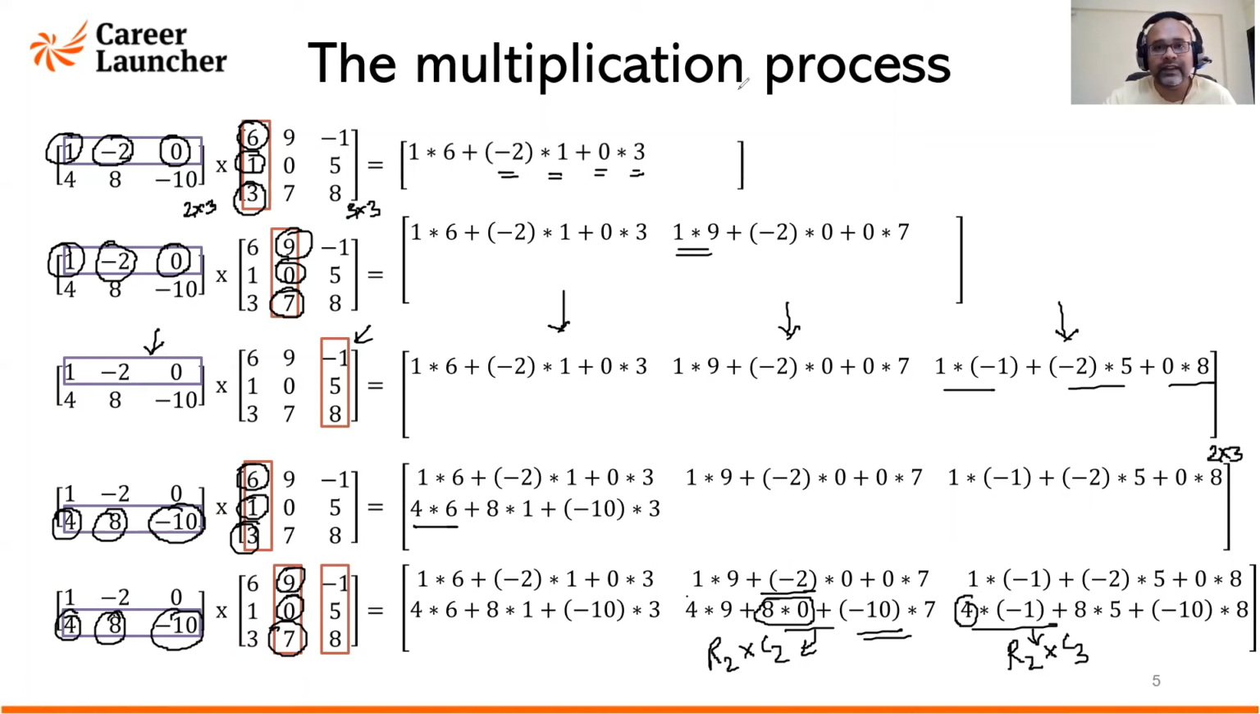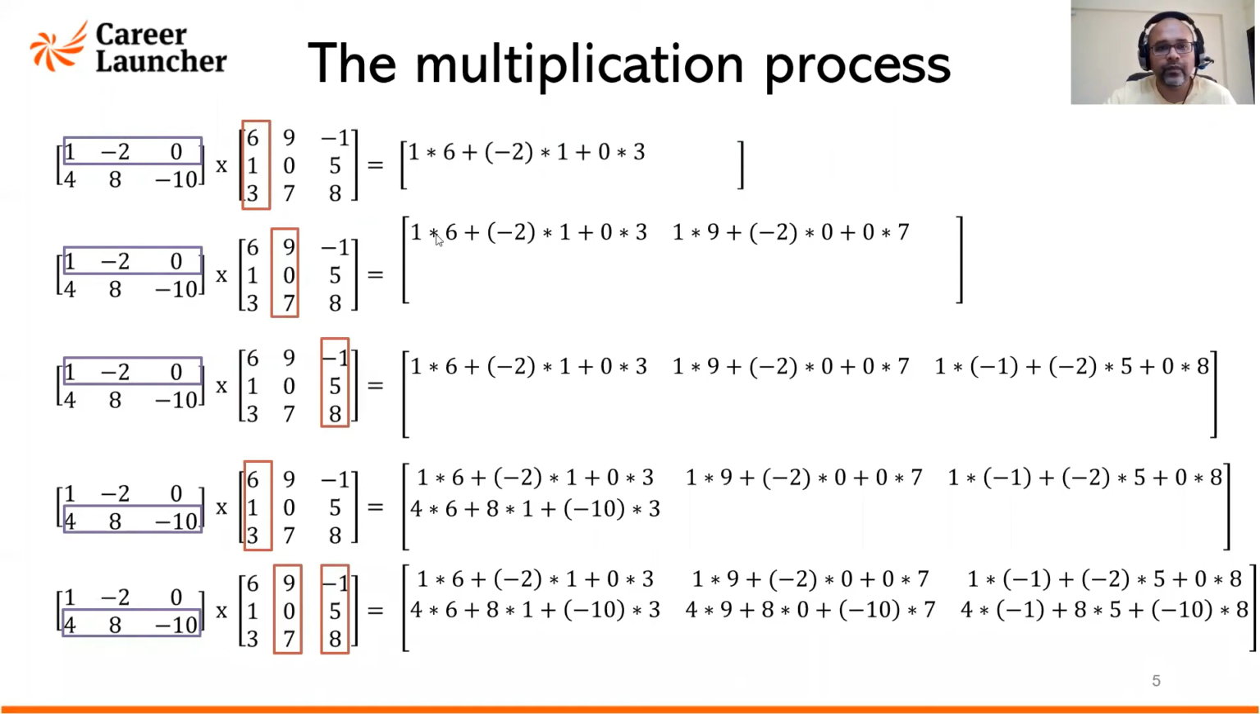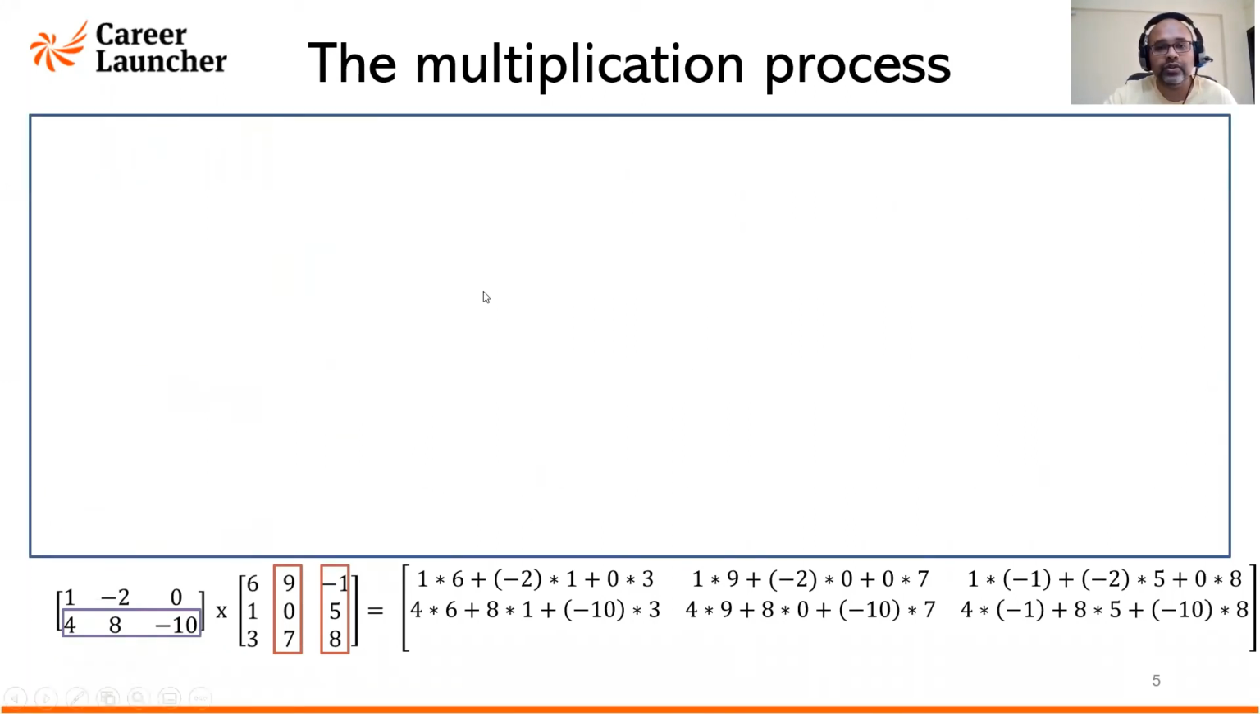So when you simplify this entire thing, if you notice, there are 3 columns and 2 rows. So what do you get? The final answer will be in this manner. And if you notice, this is a 2 rows, 3 columns matrix. Right? This is the process for matrix multiplication.